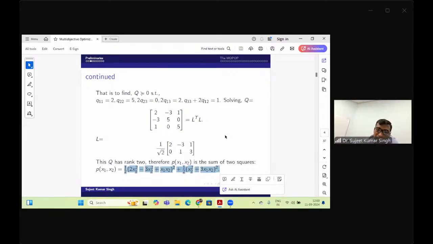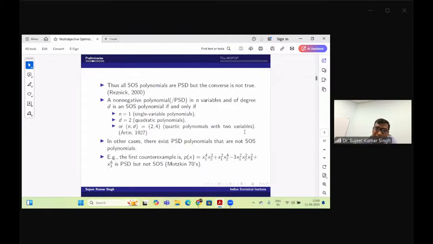That question was partly answered by Artin in 1927, and Artin proved that not all non-negative polynomials are sums of square polynomials. Only in some particular cases, if a polynomial is non-negative, can it be expressed as a sum of square polynomials, and those cases were something like that. If a univariate polynomial is positive semi-definite, then it can be expressed as a sum of square polynomials. That is the one case.